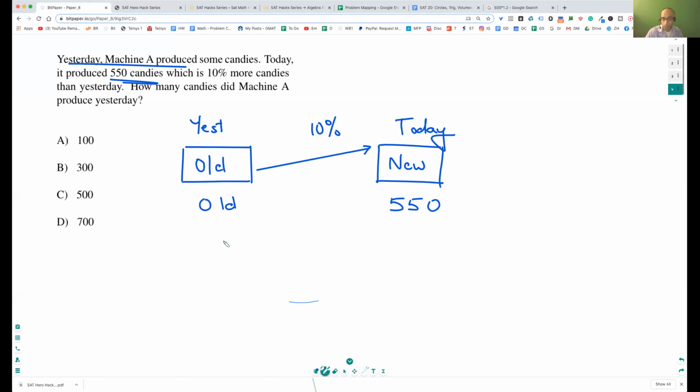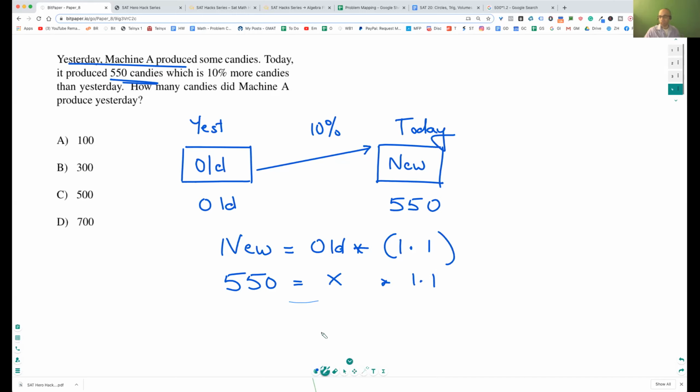So remember, you're always going to write down new is equal to old times 1.1, because it's 10%. New is equal to old times 1.1. This problem has come so many times on the SAT, so be careful about it. Now the new value is already given to you, and they're asking you the old. So this is your X times 1.1. Now can you please find the answer?